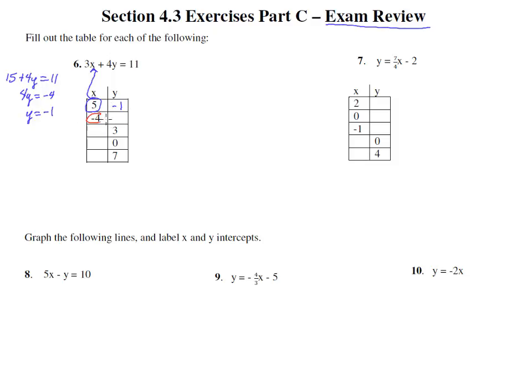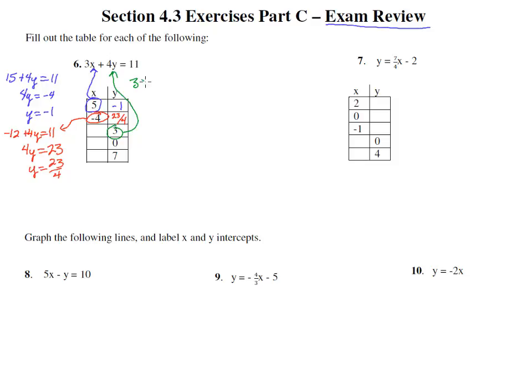The next one, negative 4 goes in for x. And let's put this guy right over here. 3 times negative 4 is negative 12 plus 4y equals 11. Add 12 to both sides and we get 4y equals 23. Divide by 4 and we get y equals 23 fourths. So there we have it, 23 fourths. Good.